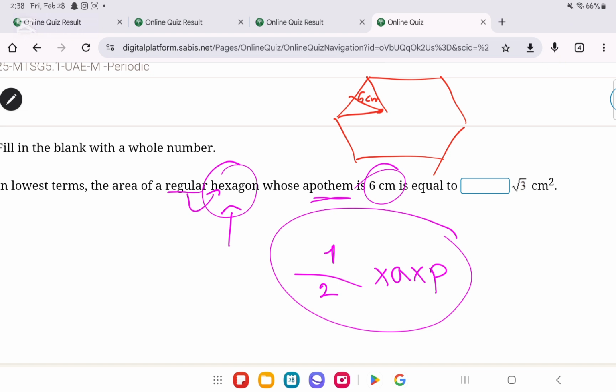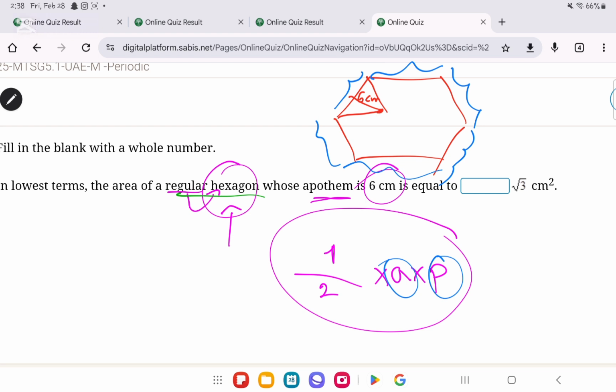Okay, and then to find the area, we also need the perimeter. So we already found the apothem, which is 6, it is given. And now we need to find the perimeter. To find the perimeter, we have to add all sides together. But to be able to add all these sides together, we need to find the value of one side. Very simply, when dealing with a regular hexagon, it is divided into 6 equilateral triangles.